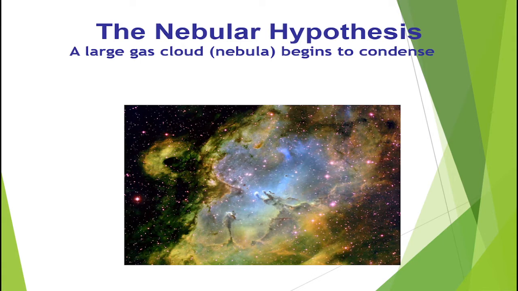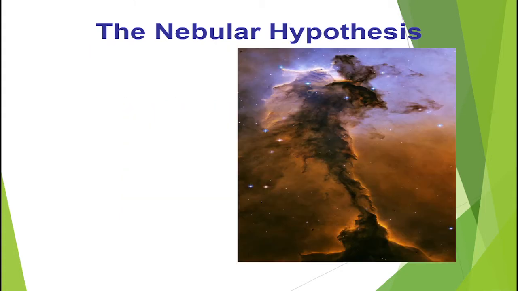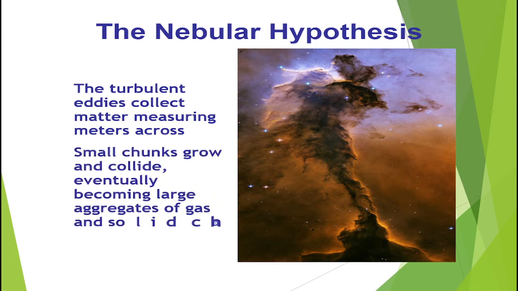The nebula begins to condense. Most of the mass is in the center. There is turbulence in the outer parts. The turbulent eddies collect matter measuring meters across. Small chunks grow and collide, eventually becoming large aggregates of gas and solid chunks.